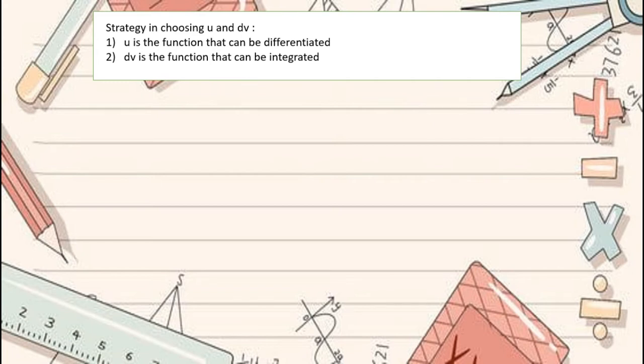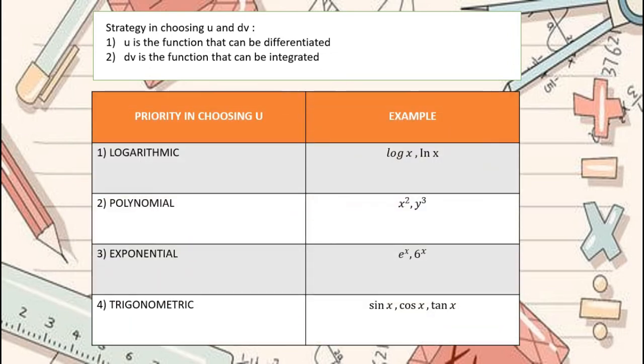There is a table of priority in choosing u that we can remember. First one is the logarithmic function, for example log x or ln x. Secondly, the polynomial function, for example x squared or y cubed. And thirdly, the exponential function, for example e to the power of x or 6 to the power of x. And lastly, the trigonometric function, for example sin x, cos x or tan x.